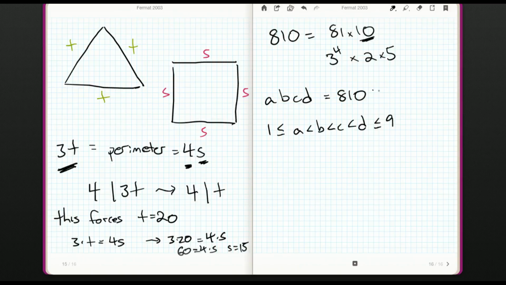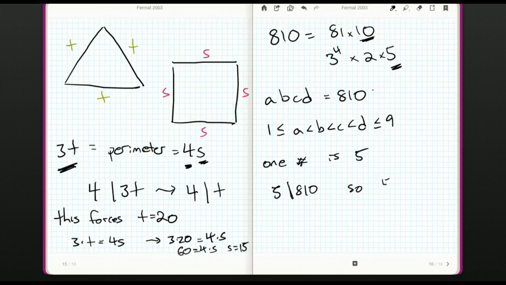How do we get a 10? There's no way we can have A be 10, or 20, or 30. There's no way to get the factor of 10 with a multiple of 10. So in particular, I think we have to have one of these numbers is a 5. Because 810 obviously is a multiple of 5, one of the numbers will have to be a multiple of 5. Because 5 divides 810.